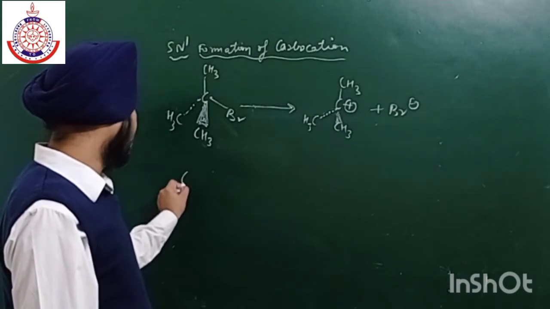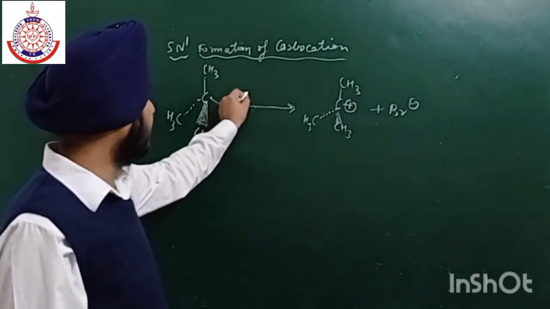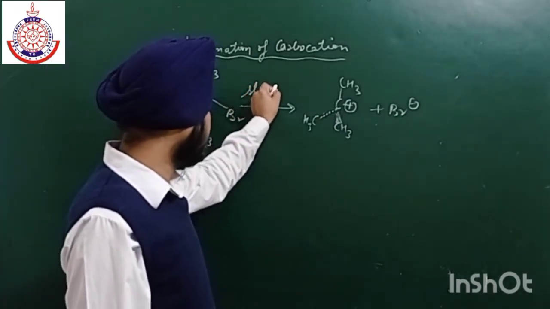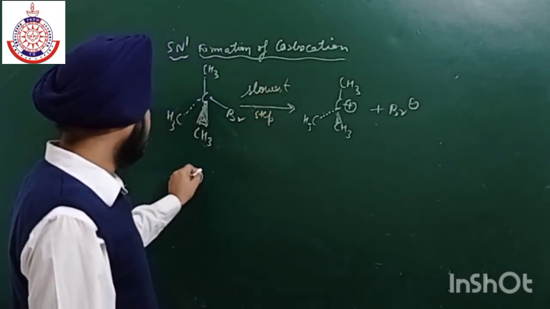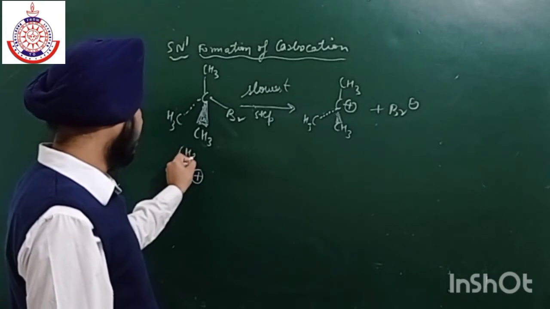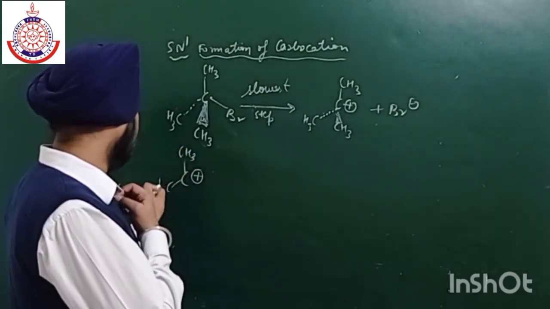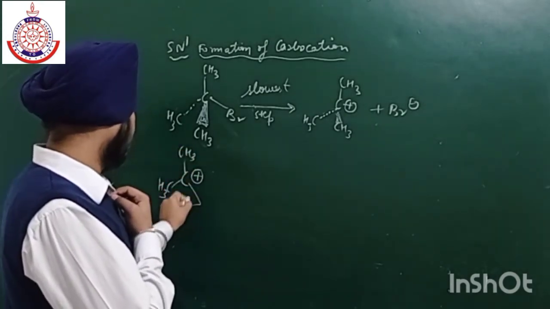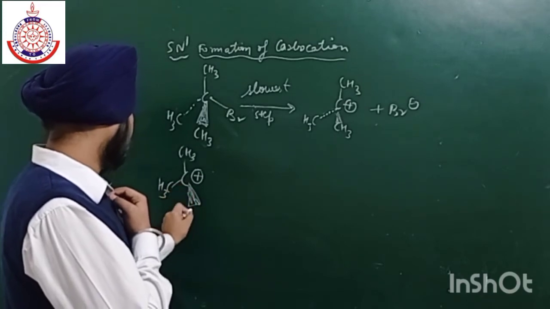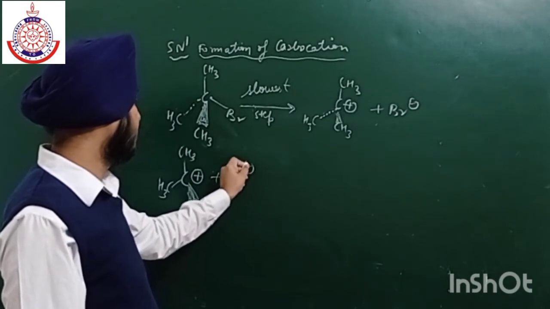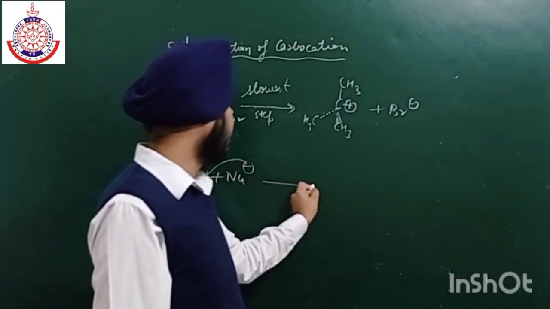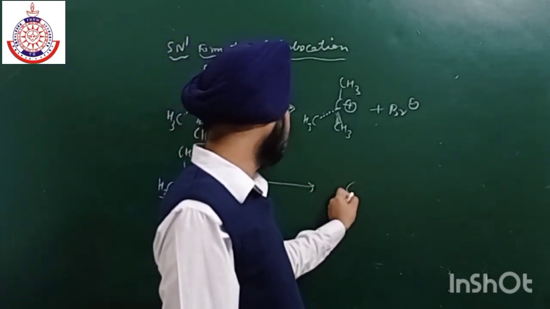Next step is the attack of nucleophile. This is the slowest step. Okay, now next step is the attack of nucleophile. So attack of nucleophile takes place from the same side, and there is a retention of configuration.